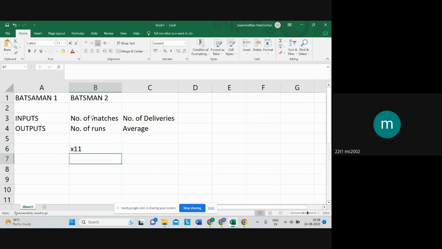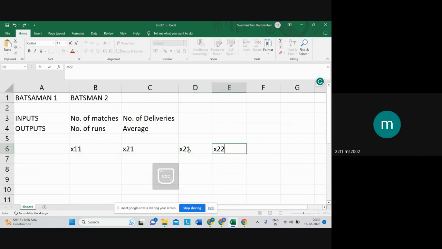Now, what is X11? This is your first feature, this is your second feature of the input, this is the first output, this is the second output. X11 refers to the first input of the first batsman. X12 refers to the second input of the first batsman. Similarly, you have X21 and X22. This is for input variables. This is how you define your decision variables. Next comes Y11, Y21, Y.